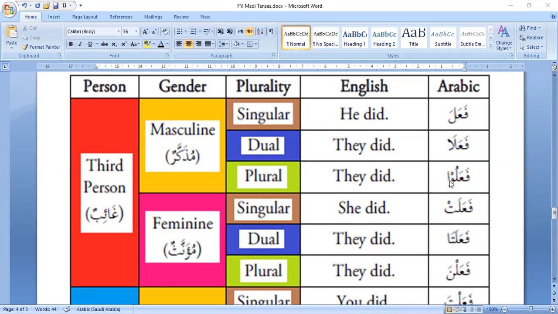Fa'alat, okay, there's a ta there, it's a sign of feminine. There's no alif, nor is there any waw or anything like that, so it's a sign of singular, so feminine singular. Fa'alata, ta there, okay, that means it's feminine. Oh, there's an alif there, that means it's dual feminine. Fa'alna, okay, there's no ta there, but there's a noon, and that noon is a sign of plural feminine. So fa'alna is plural feminine. So like that, you just need to work it out.